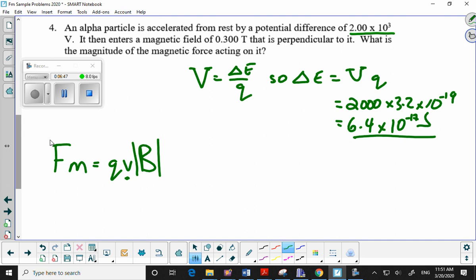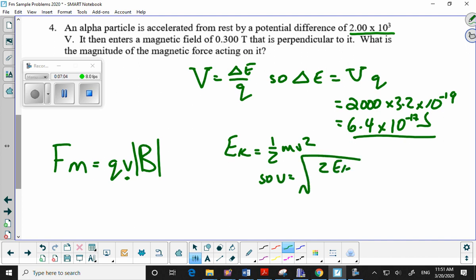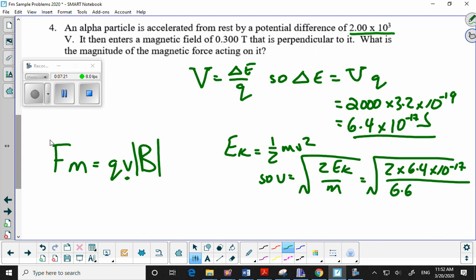Joules of energy. From that now we can go EK equals 1/2 mv squared, so that v is equal to the square root of 2 EK over m. It's going to be 2 times that value of 6.4 times 10 to the minus 17 divided by the mass of that alpha particle. Mass of the alpha particle on your formula sheet is identified as 6.65 times 10 to the minus 27. Look that up.